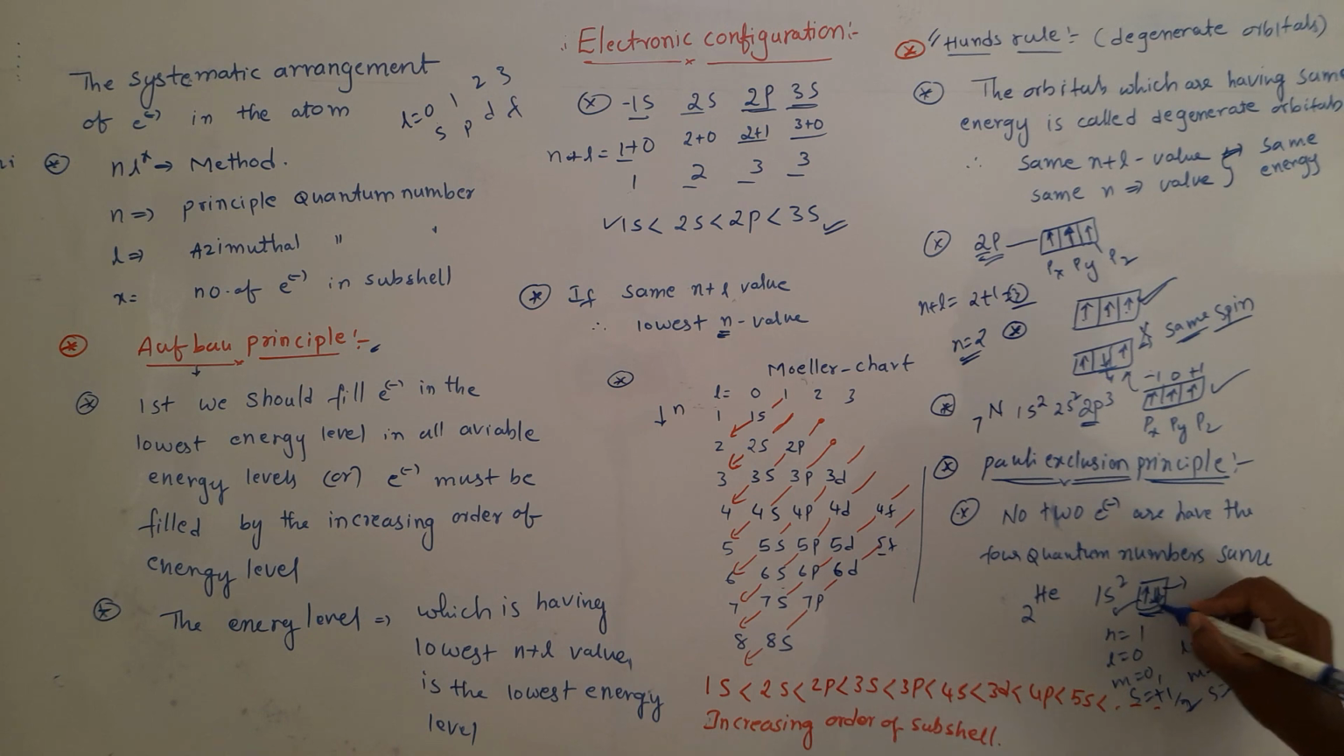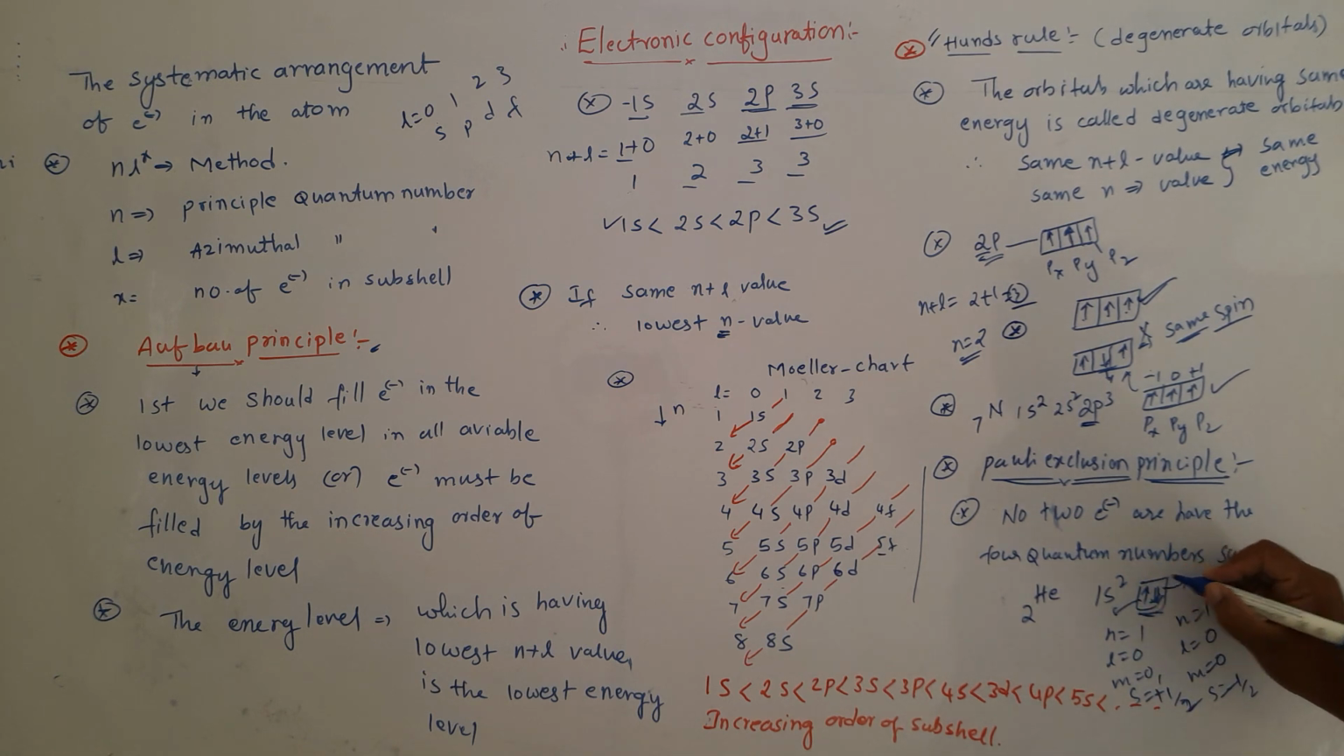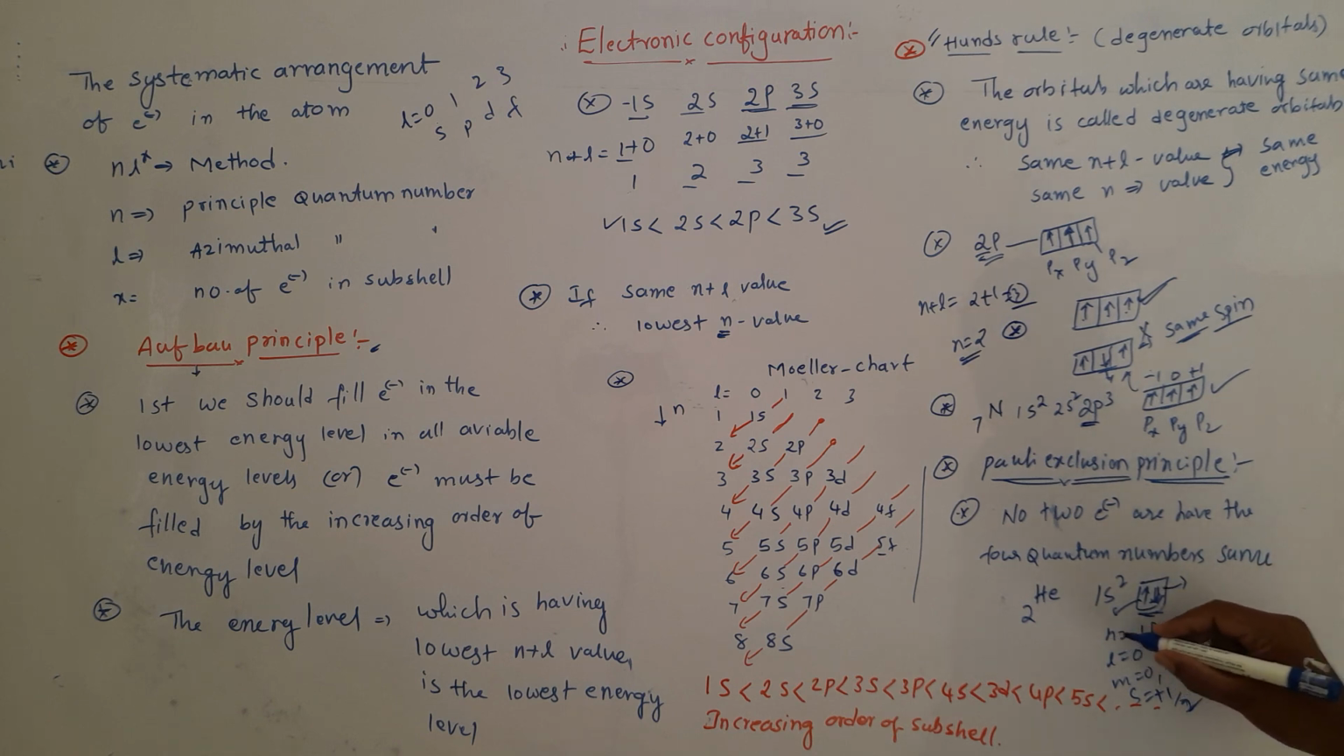Because it is in the downward direction, which means even though we are taking the electrons present in the same shell and same subshell, one is having principal quantum number 1, azimuthal quantum number 0, magnetic quantum number 0, spin quantum number plus half, and another one is having the same principal quantum number, same azimuthal quantum number, same magnetic quantum number, but the spin quantum number is different. So this is the Pauli exclusion principle.